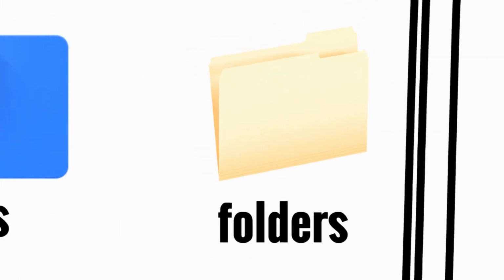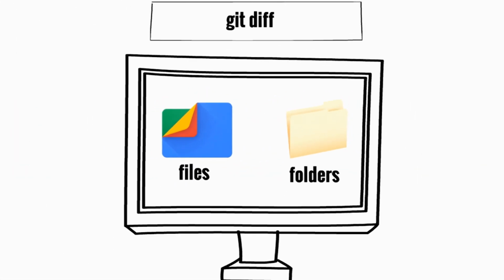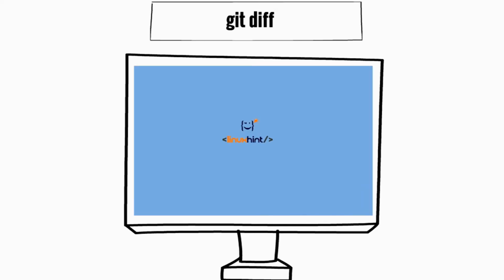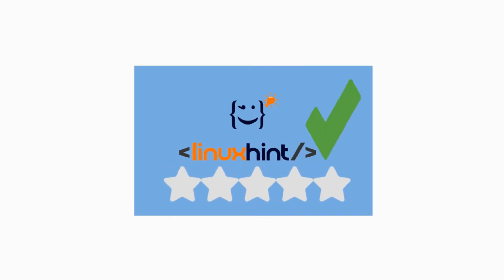Number 7. Git Diff. The Git Diff command helps you to see the differences between files and folders. If you are making changes in a file, it's a useful tool to quickly evaluate the changes you made.